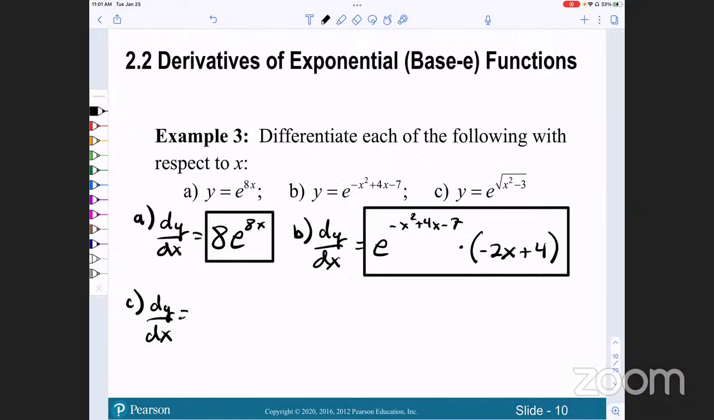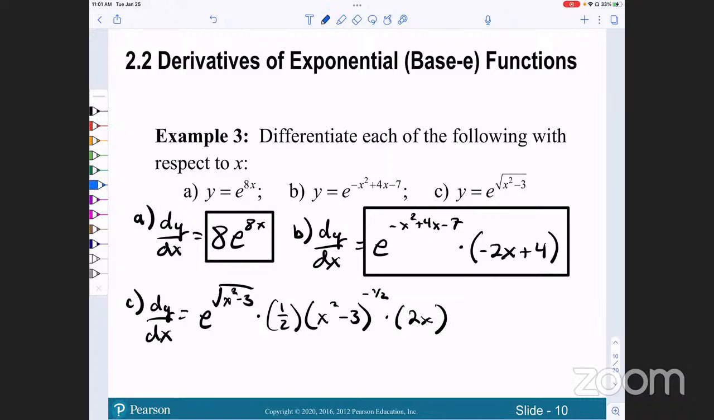Okay, part C. dy dx, the derivative of e is itself, so e to the power of root x squared minus 3 times the derivative of the exponent. So we've got to use the chain rule. The 1/2 comes down. We're going to keep this x squared minus 3. Now we're going to say to the power of negative 1/2. Now we're going to say times the derivative of the inside part of that. So we essentially use the chain rule twice, right? Okay, we can simplify this down a little bit. This 2 is canceled by this 1/2.